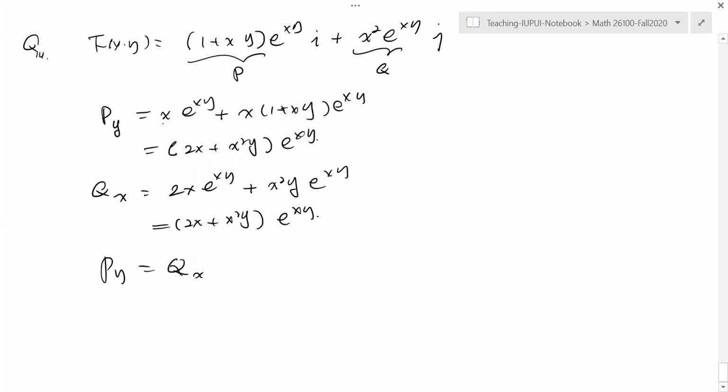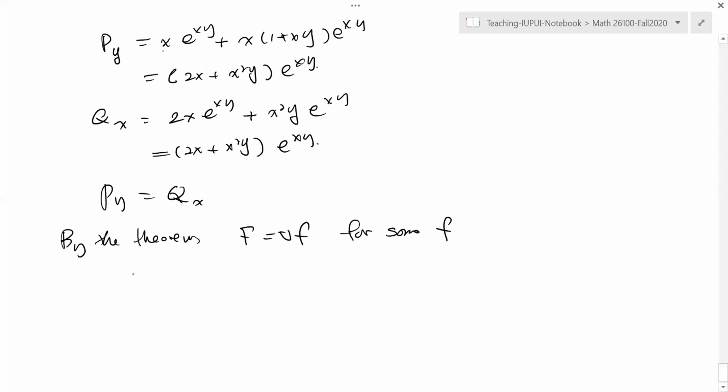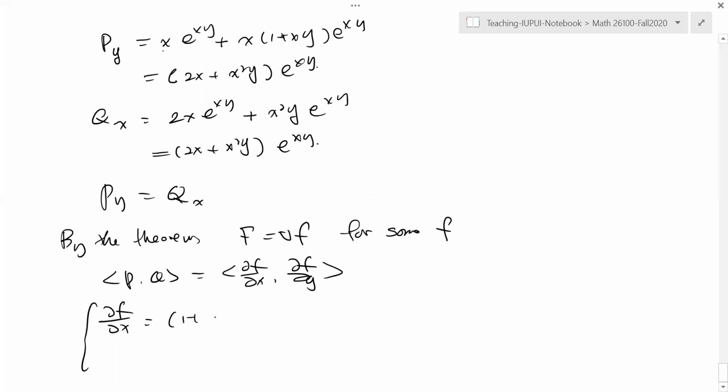So it's guaranteed by the theorem that F is the gradient of f for some f. So we have to find it, which means we have to solve these two partial differential equations. This side is P and Q. What is my P? This is going to be 1 plus xy, e to the xy.